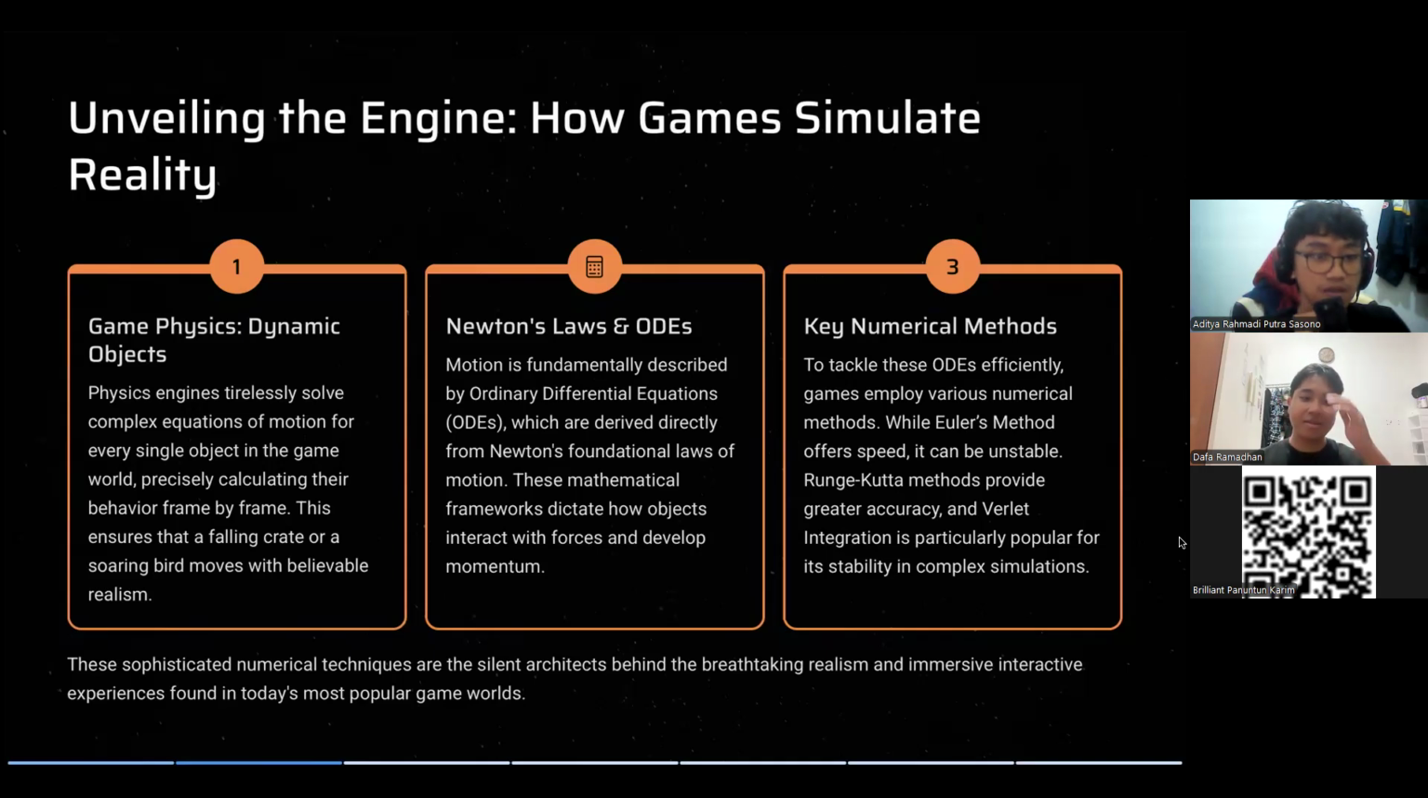So for the next points, unveiling the engine, which is how games simulate reality. To simulate the game physics, we use dynamic objects. For example, physics engines tirelessly solve complex equations of motion for every single object in the game world, precisely calculating their behavior frame by frame. This ensures that a falling crate or a skateboard moves with believable realism.